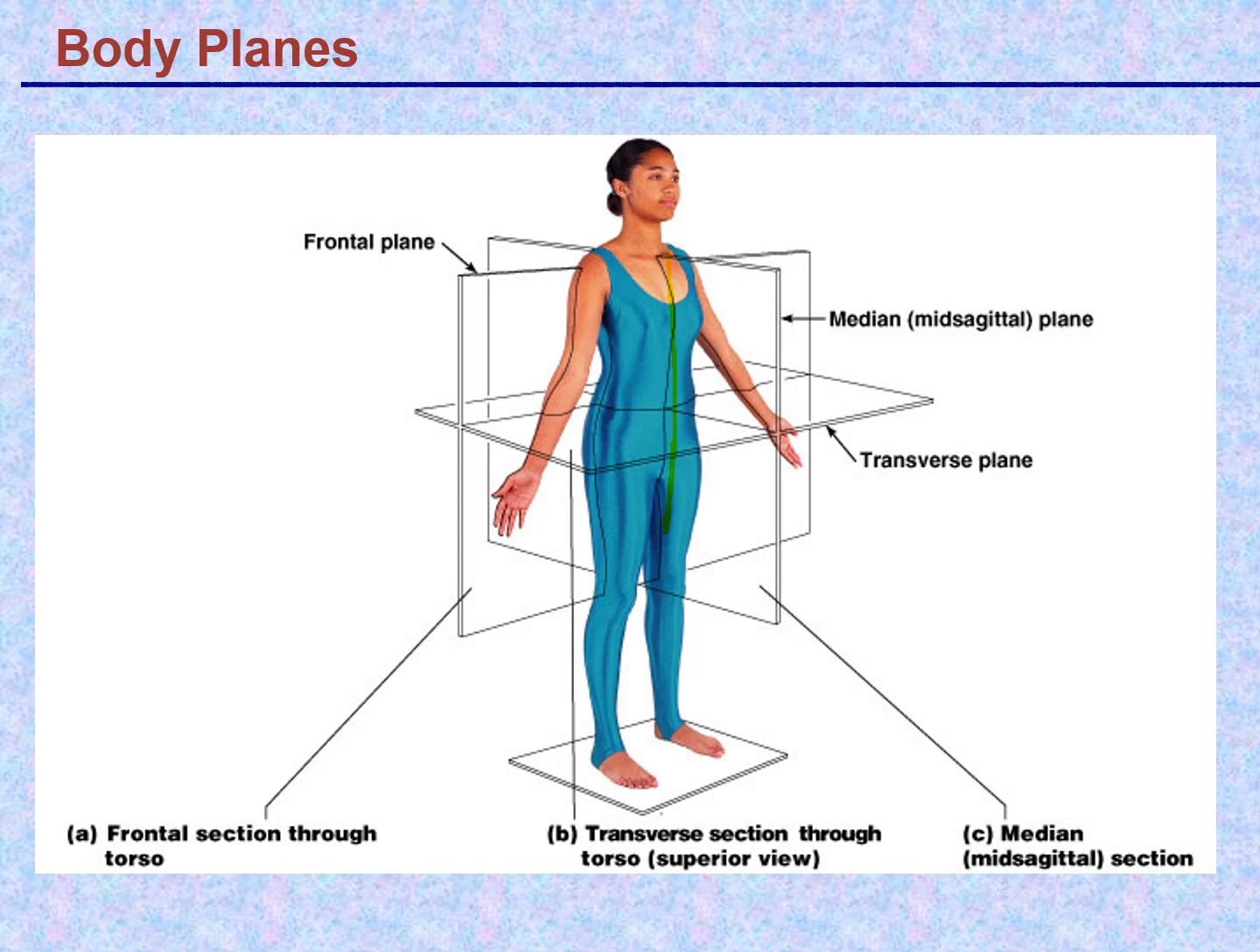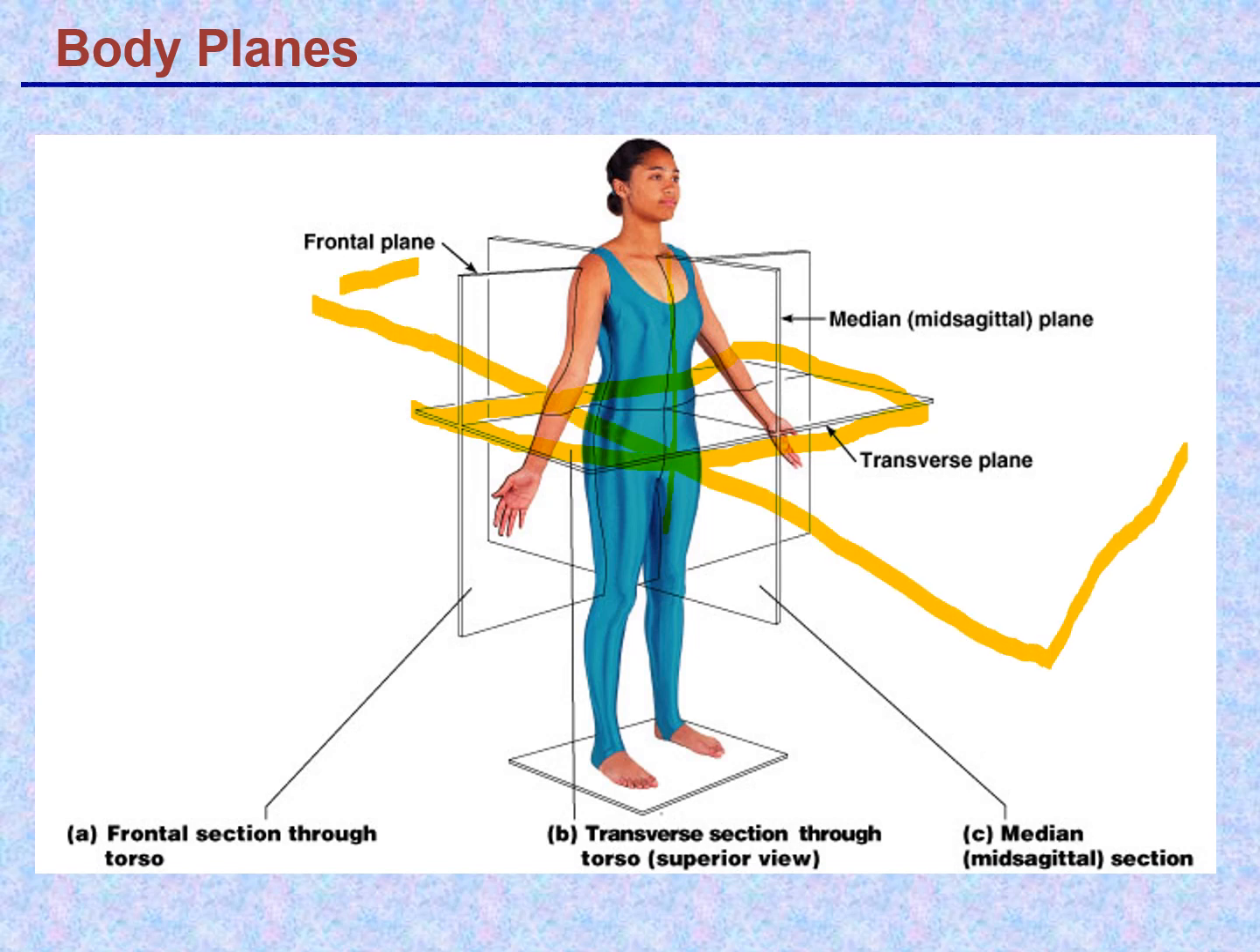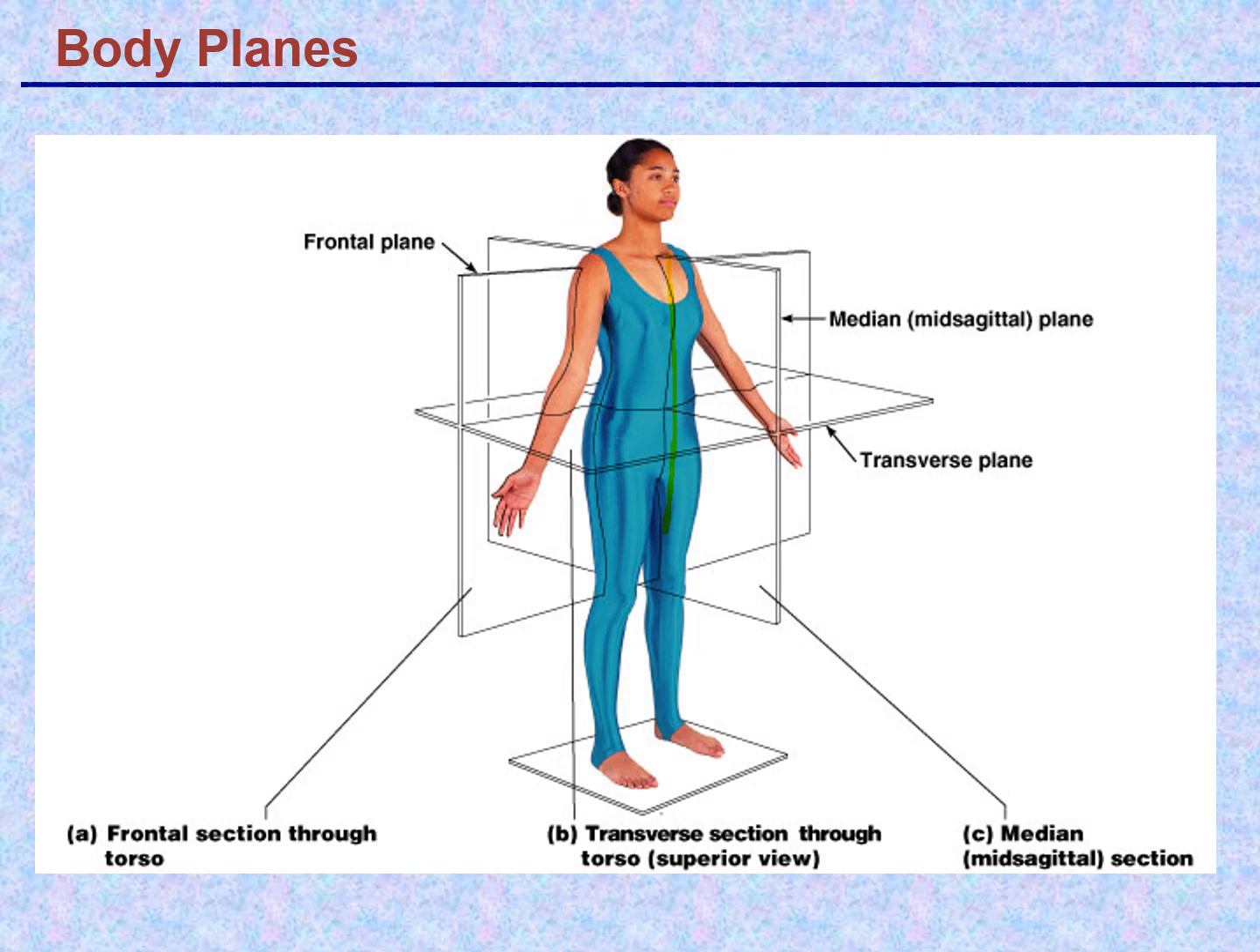A transverse plane can be anywhere on the body, anywhere that ends up dividing the body up into superior and inferior portions. Okay, that's a transverse plane. An oblique would be any odd angle going across like that, cutting across. Typically, we talk about a transverse plane or mid-sagittal or medial or frontal planes.